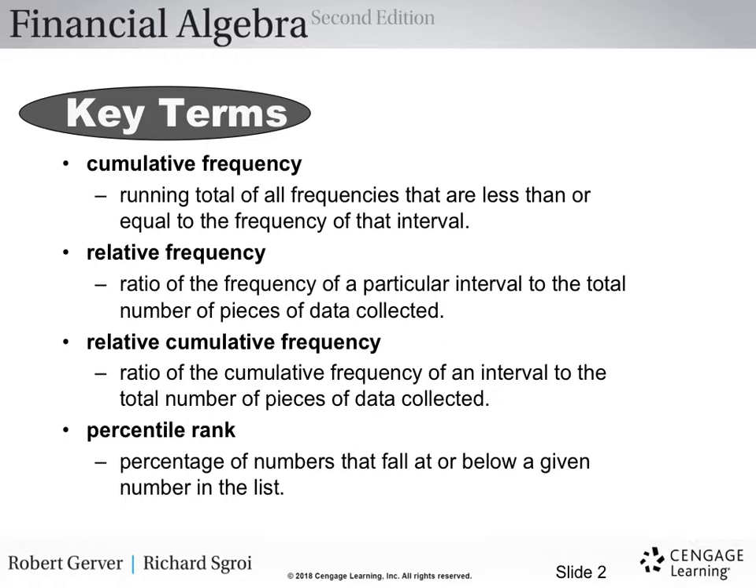And then lastly, percentile rank. This is the percentage of numbers that fall at or below a given number in the list. So this is, again, the percentage of numbers that fall at or below a given number in the list. We're going to have a lot of examples here to help to explain these terms. So let's take a look here.